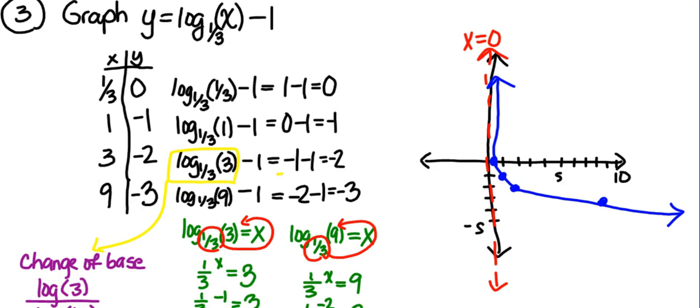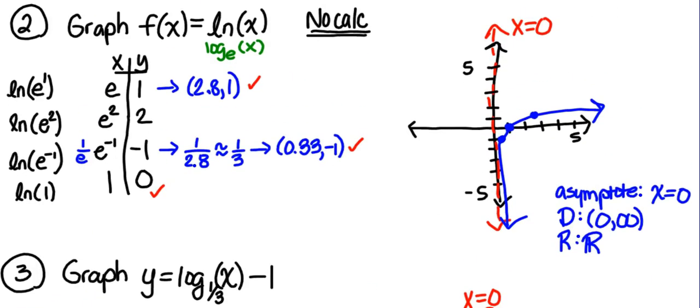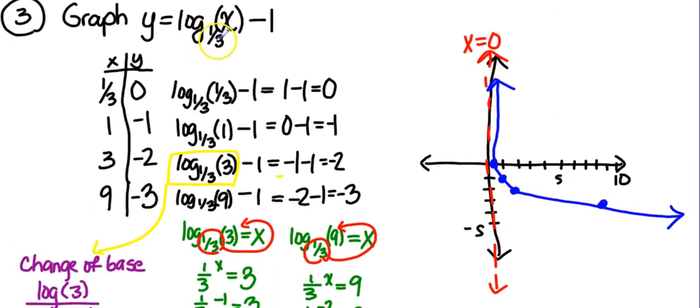So notice the difference in shape between numbers 2 and 3. Number 2, e is greater than 1, right? E is 2.8. So when e is greater than 1, it's increasing left to right. Here, log base 1/3, b is between 0 and 1, decreasing left to right.